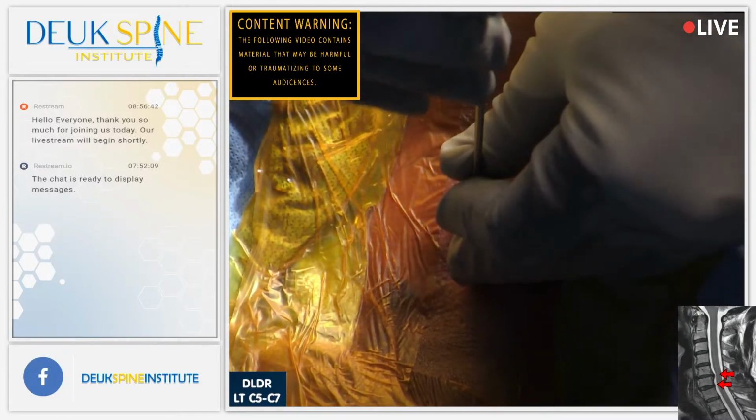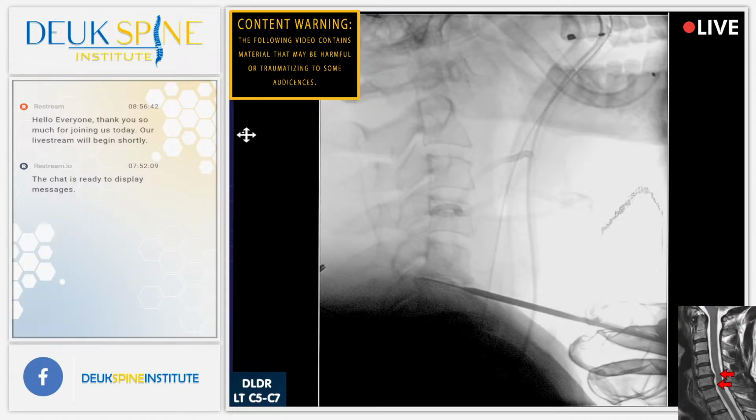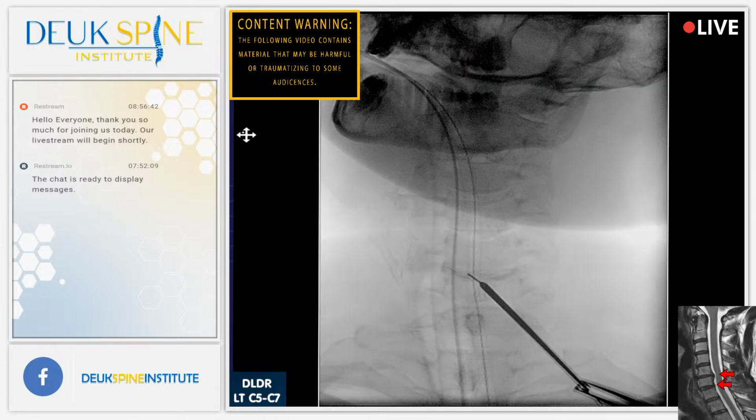All right, so I'm at the front of the disc. Let's get an AP view. I'm going to show you on the AP, or anterior posterior view, that we're in the middle of the spine. The way you know that is you line up the spinous process in the middle, and then you make sure your tip is in the middle. And there you go. Show us the spinous process.